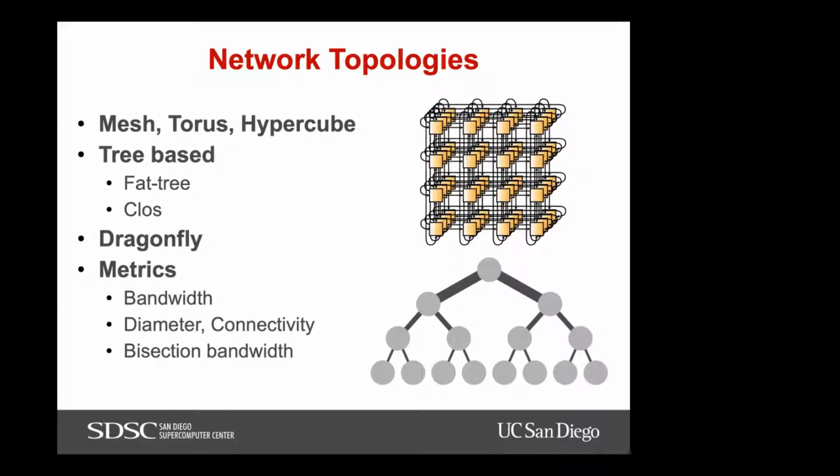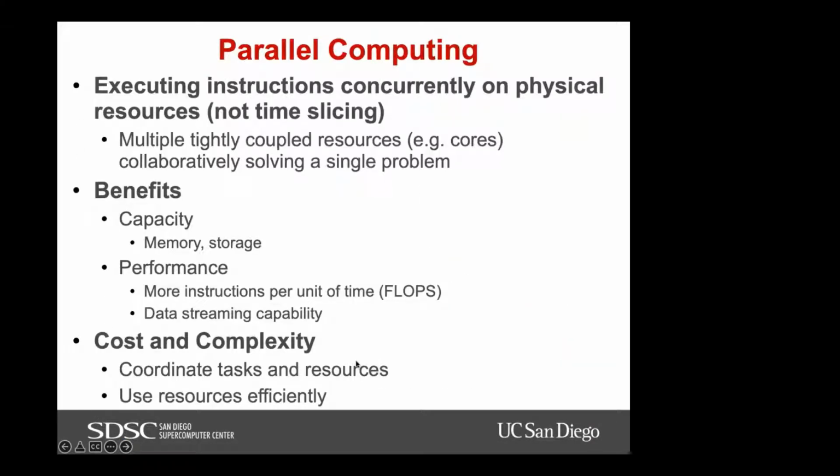So on Expanse, we have a fat-tree kind of setup, but it's oversubscribed between racks. And a lot of times, what you have to keep in mind is the kind of bandwidth you get going out of a node and at a system level. And it gets important as you start scaling up.